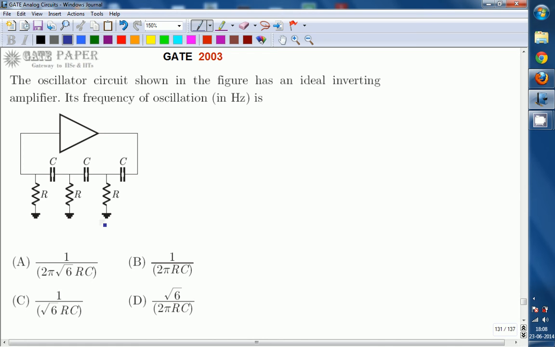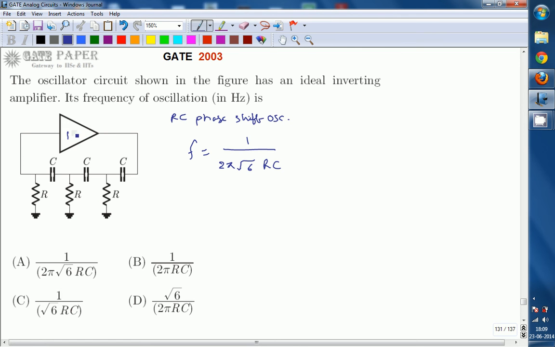If you clearly observe this circuit, it consists of three RC networks: one RC, second RC network, third RC network. This diagram is treated as an RC phase shift oscillator, which generates a sinusoidal waveform. The equation for this one is f equal to 1 by 2 pi root 6 RC. This is the equation for the frequency of oscillations.